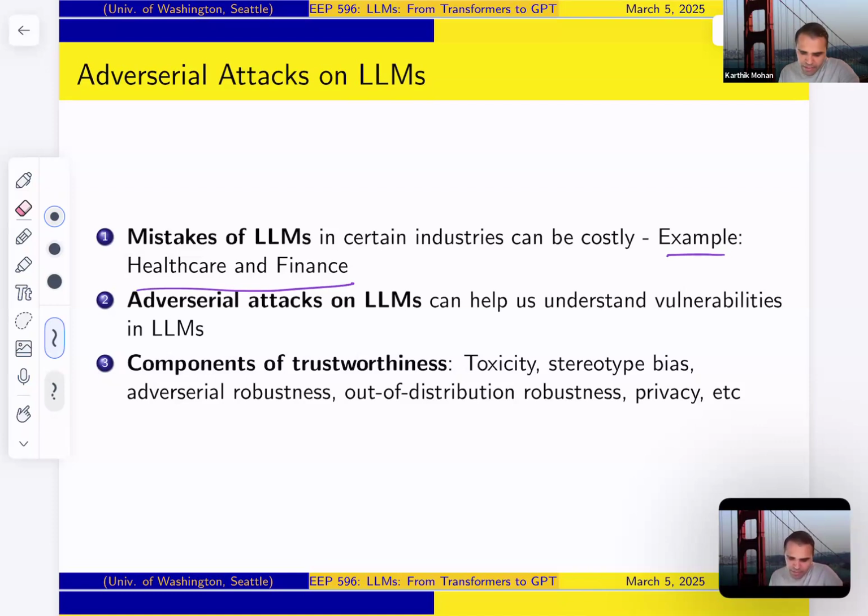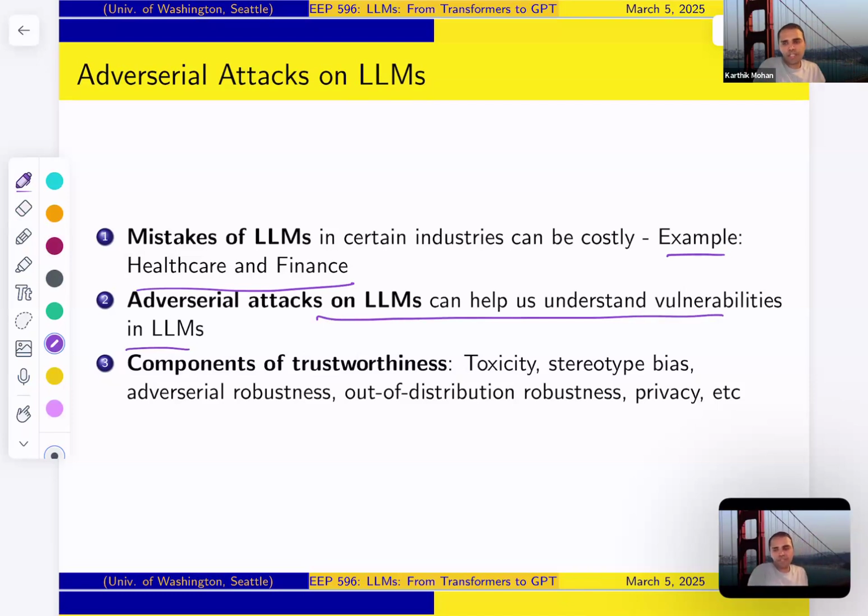Adversarial attacks on LLMs can help understand vulnerabilities in LLMs, right? So no LLM is actually foolproof. I just tested an LLM today, and you can quickly start to jailbreak, and then it starts sharing things that it shouldn't, right? So trustworthiness is a big thing, and a lot of teams have invested in it.